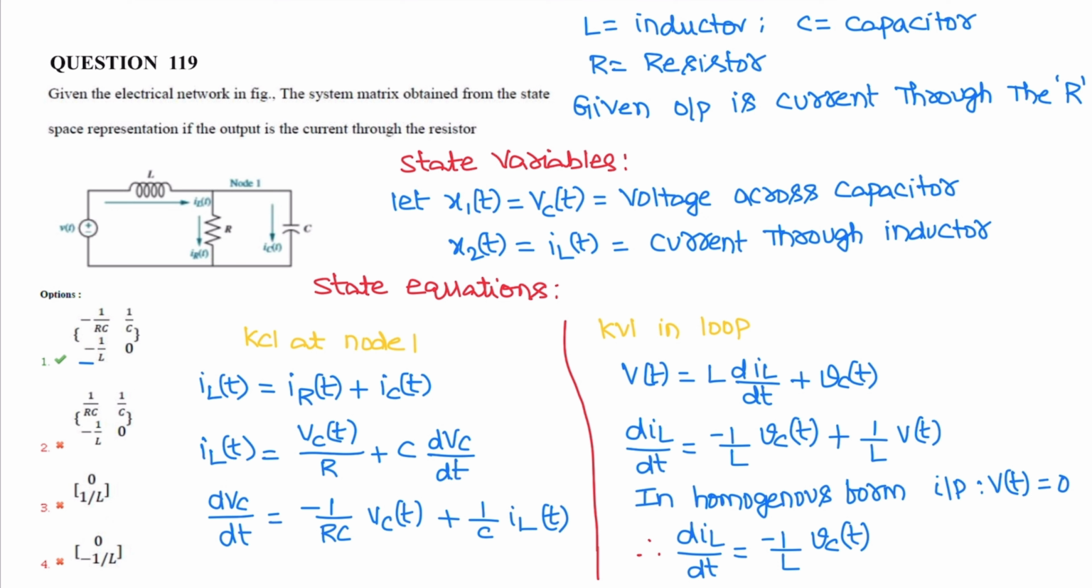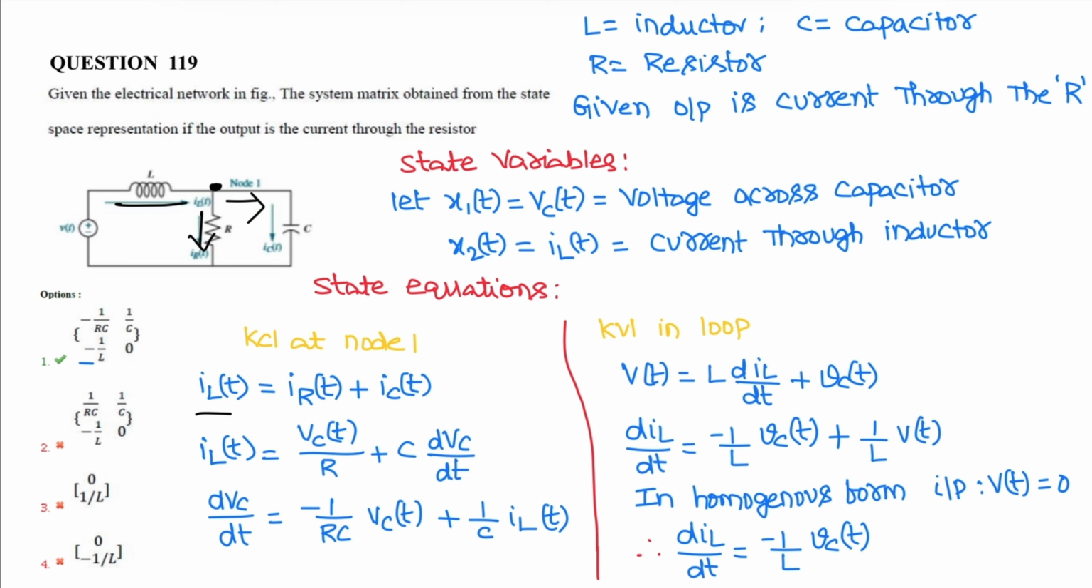So assume the state variables Vc(t) and IL(t). Vc(t) is the voltage across the capacitor, IL(t) is the current through the inductor. These two are the state variables. Next, write the state equations. For writing state equations, apply KCL at node 1, as marked in the question. Sum of incoming currents, that is IL(t), is equal to the sum of outgoing currents IR(t) and IC(t). So IL(t) = IR(t) + IC(t).